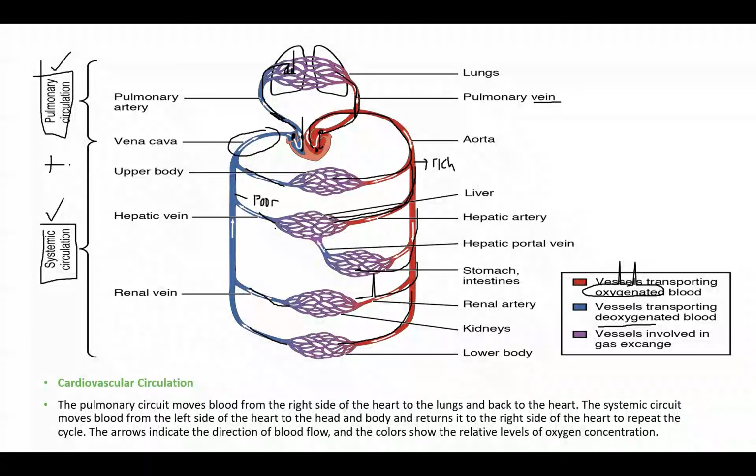So these two circulations are continuous. It's going to be called the closed circulation, because the blood actually stays in the blood vessel. It's not going anywhere. So the systemic and pulmonary circulations are a continuous circulation, and this is what we call the closed circulation.